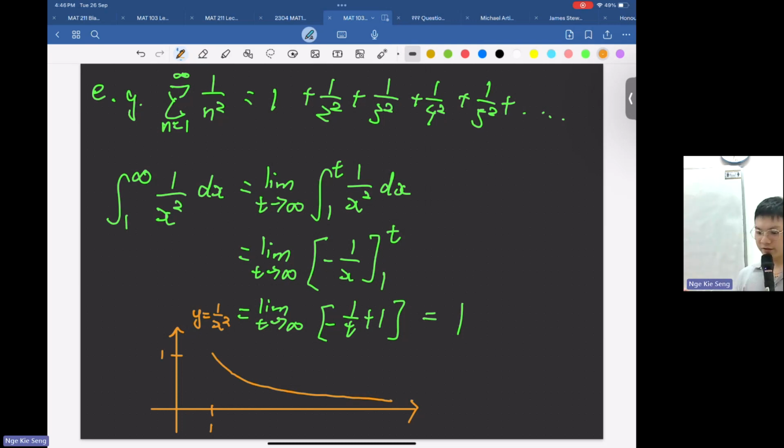So why can we use the integral test here? Because it is continuous, positive, and decreasing. So how can we see the sum here? One way you can see it is from the height, like what I said just now. You look at the height here, and the height here, and the height here, and so on.